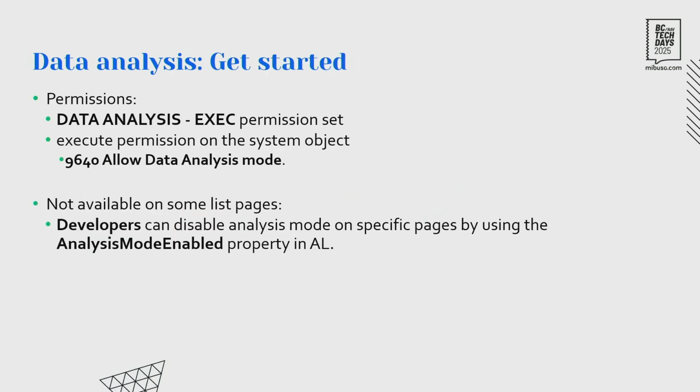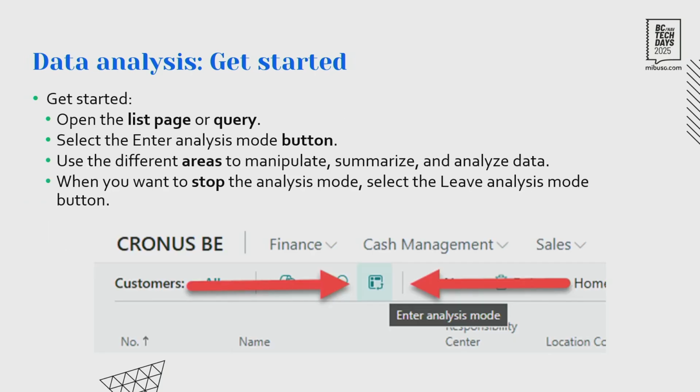But before we're going to look into the details, there are also a few permissions you can set on that. So we have this permission set, which you can give to someone to use it or deny to not use this functionality. And developers also have the possibility on pages to use a property analysis mode enabled and to enable or disable that functionality on pages. Because there might be a few pages where you don't want to enable that.